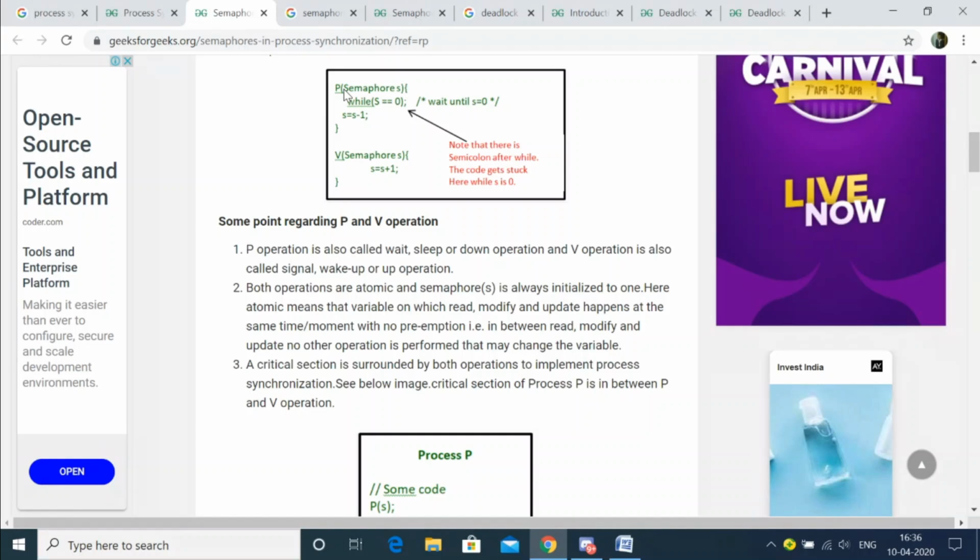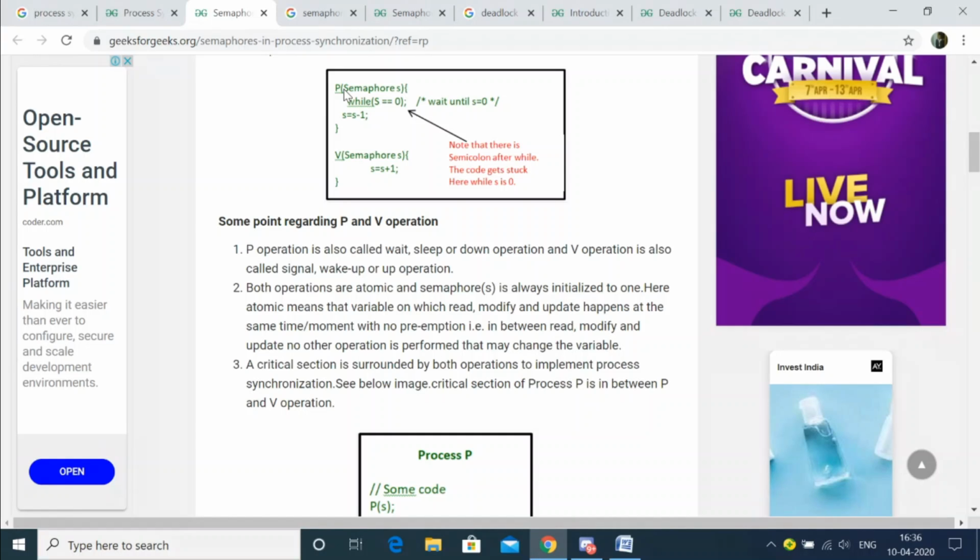That means at one instant of time, only one operation is possible. The operation can be read, write, or update, like what they have written here. But no other operation will be given the accessibility to change the variable. At one point of time, only one type of operation is performed. So that is one of the characteristics of a semaphore.